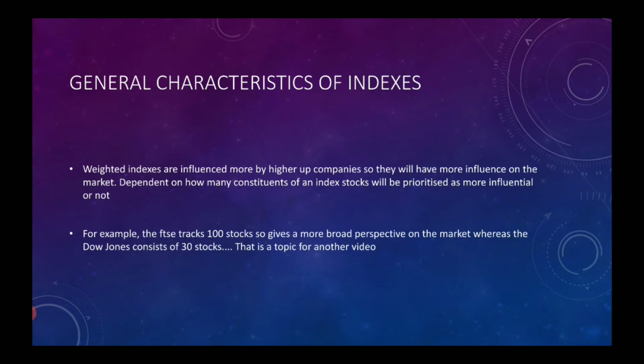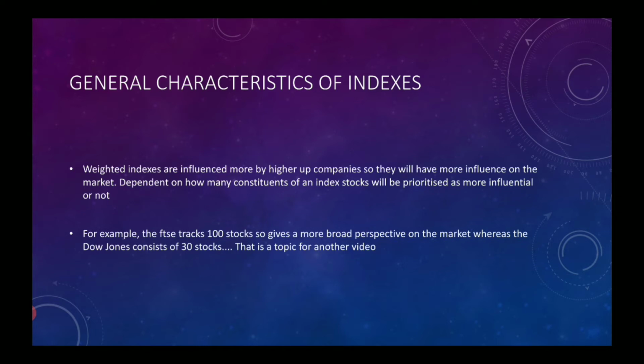Weighted indexes are influenced by companies higher up on the leaderboard. The top companies on this index with more market share will have a higher influence on what the index does. So depending on how many constituents the index has, the index will be prioritized by high stocks. If there are 500 stocks versus only 30, there will be a greater influence by more companies on the one with 500 than on the one with 30, because there's only 30 to begin with. So you can see how that might work.